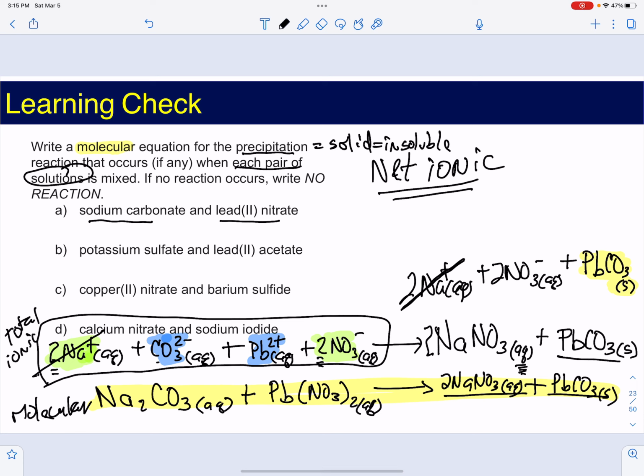What about the carbonate? Do I have carbonate by itself on the left and on the right? And the answer is no. So that stays. What about the lead? I have lead 2 plus on the left side. Do I have it by itself on the right side? And the answer is no. What about the nitrates? Well, I have 2 nitrates on the left side and 2 nitrates on the right side.